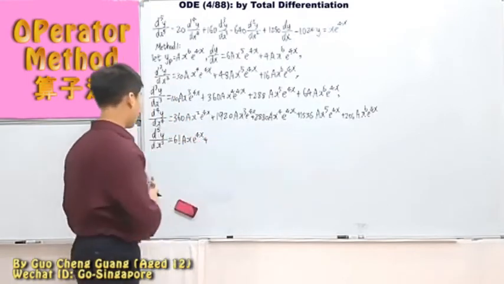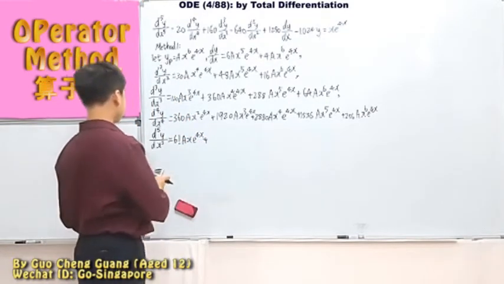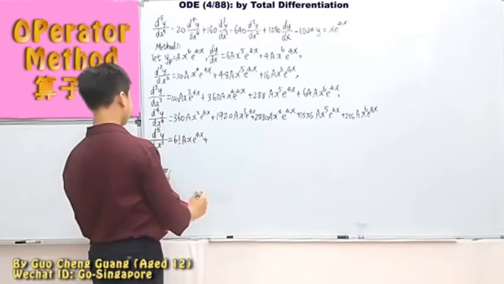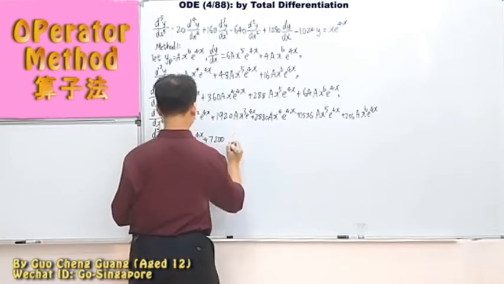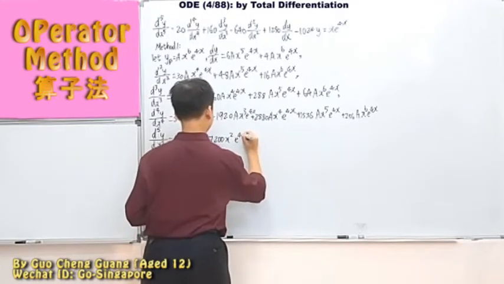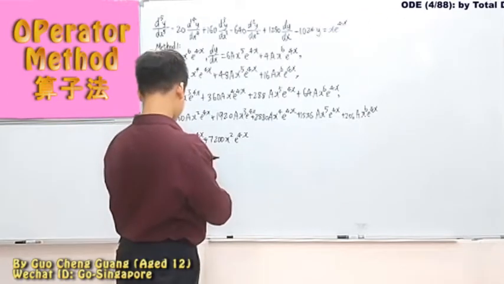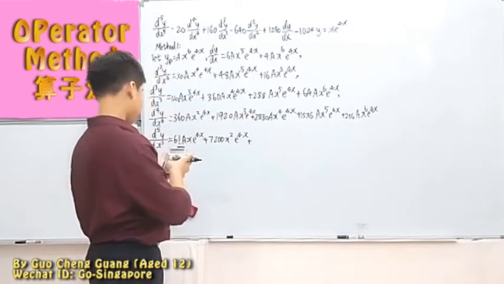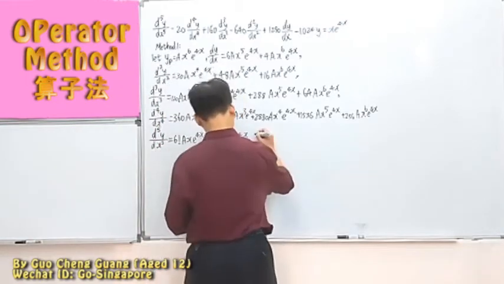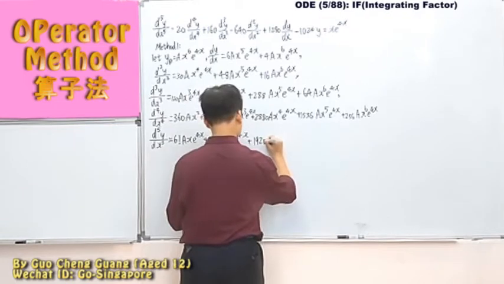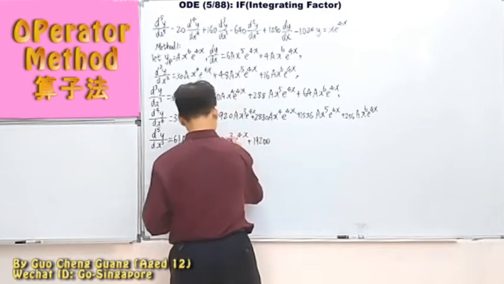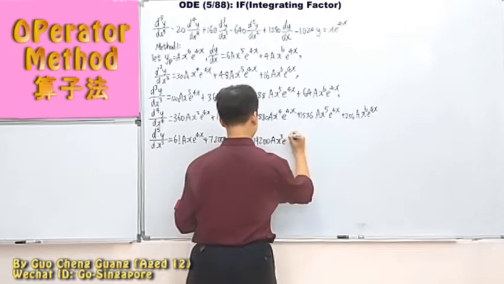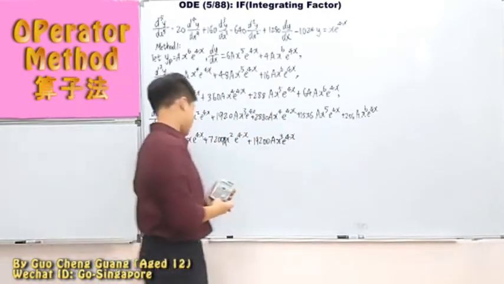Then the next part will be for our square. So in this part for our square, beware, it is both of these parts. So you get 7200 x squared. Okay. Then after that, will be for these two parts, which is about x cubed. So for x cubed, you get 19200. Then beware, you still have this a x cubed e to the power of 4x.